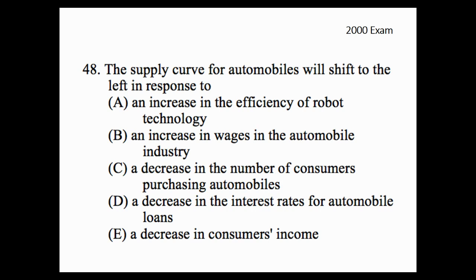So which would the answer be? Pause it, take a look. That would be answer B, an increase in wages in the automobile industry. When you think of input costs, we talked about that inverse relationship between input costs and the supply curve. If you have to pay workers more, that means you have less money for raw materials. Therefore, you're going to produce fewer automobiles.